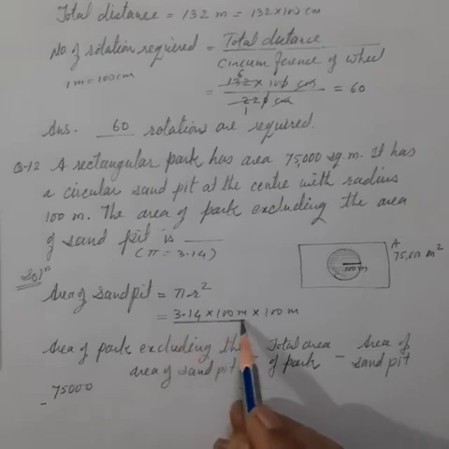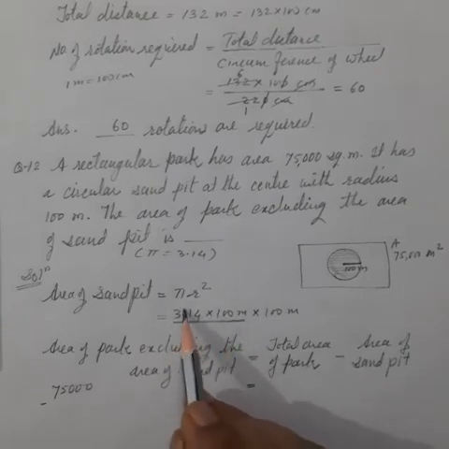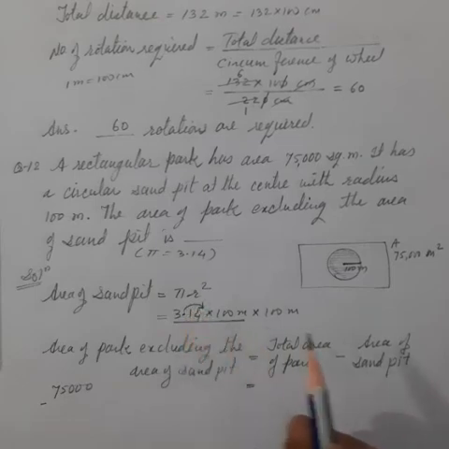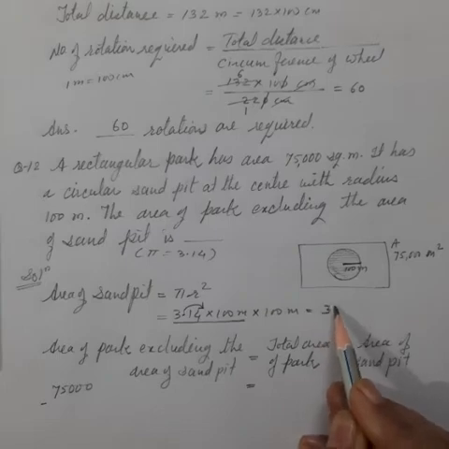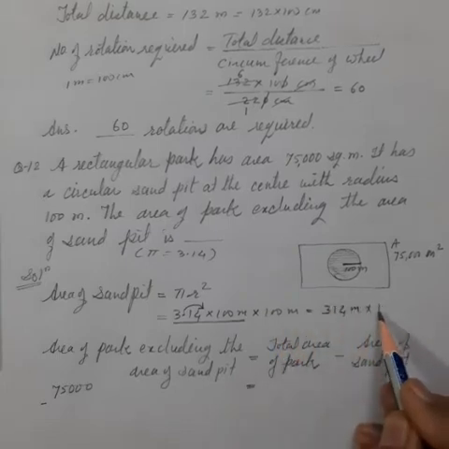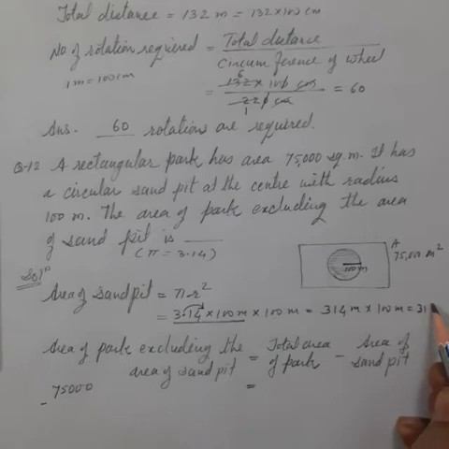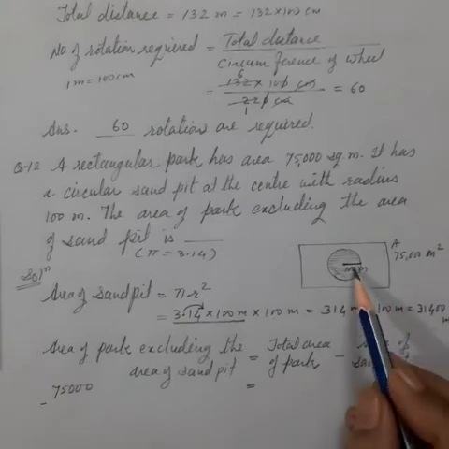This multiplication. Multiply 3.14 by 100. This point will move 2 digits right. So answer of this multiplication we will get 314 meter into this 100 meter. 314 into 100. 31400 and meter into meter, meter square. This is the area of sandpit.